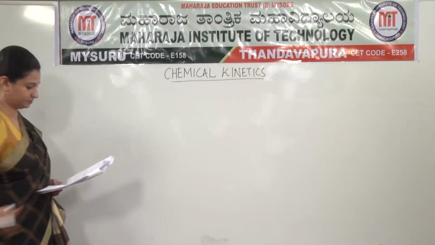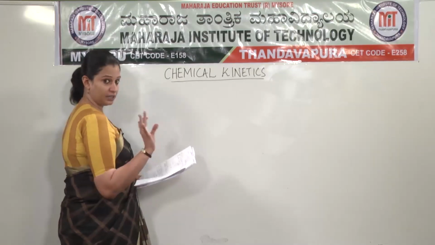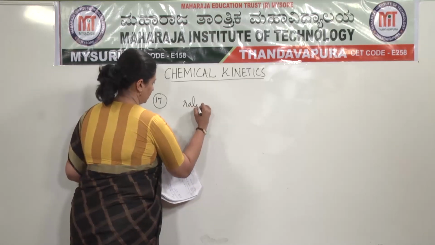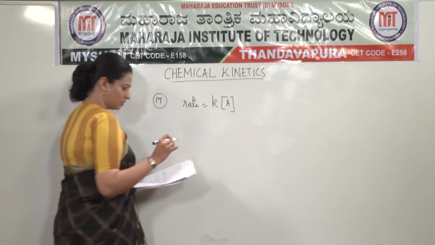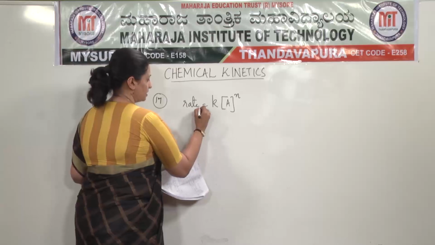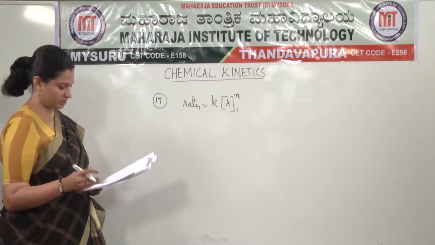We will take the rate of reaction between A and B with respect to A. They just want the rate with respect to A. So for question number 17, rate is equal to K into concentration of A to the power of the order. I do not know how much the order is, so I will simply write it as N. Let me say this is rate 1, and this is the initial concentration A1.